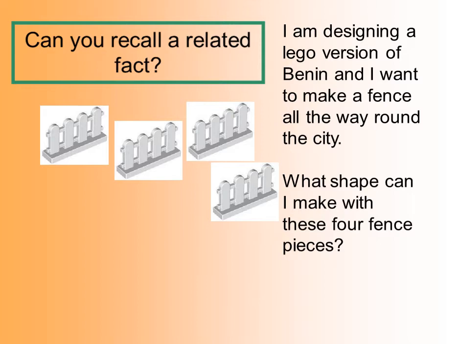Well done if you've written or thought that the shape is a square. The only polygon with 4 sides that are equal length. So we can make a square with those 4 pieces of fence.